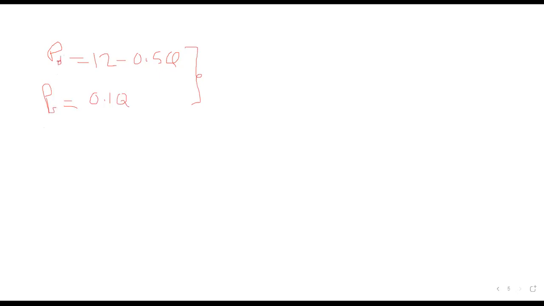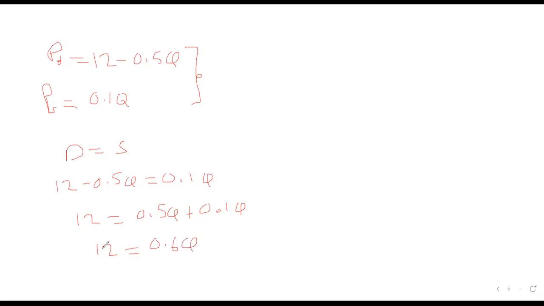Come on. Sharon, demand is equal to supply. So 12 minus 0.5 Q must equal 0.1 Q. So here we're going to have 12. Here we're going to have 0.5 Q plus 0.1. So 12 is equal to 0.6 Q. So we divide both sides by 0.6. Divide that, divide there. What do we get? Our Q will be 20.